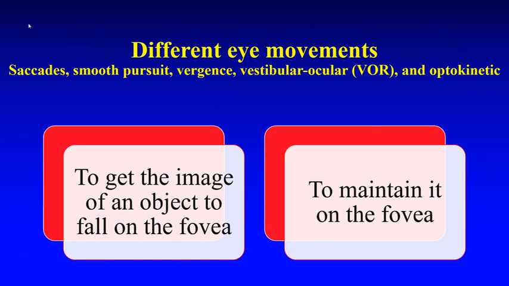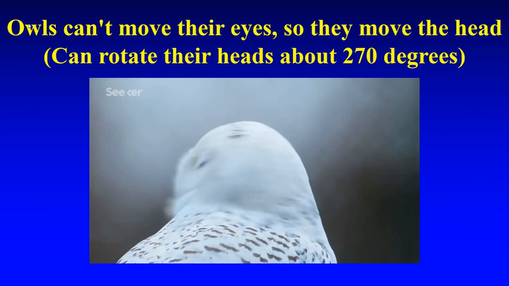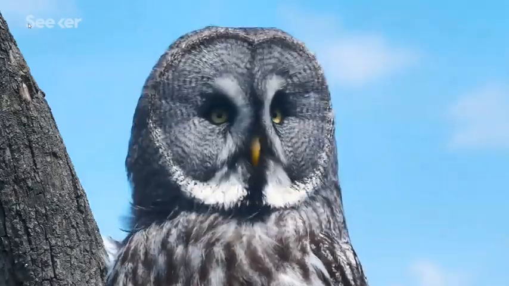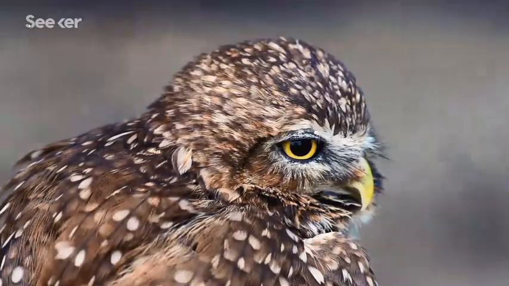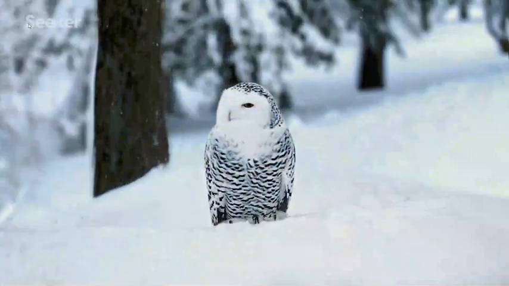So, different eye movements, that is the saccades, smooth pursuits, vergence, vestibulo-ocular reflex, and optokinetic, are meant to get the image of an object to fall on the fovea and to maintain it on the fovea by all these means. Owls cannot move their eyes, so they move their head. They can rotate their head about 270 degrees. So even in the absence of vestibulo-ocular reflex, they have very sharp eyes.